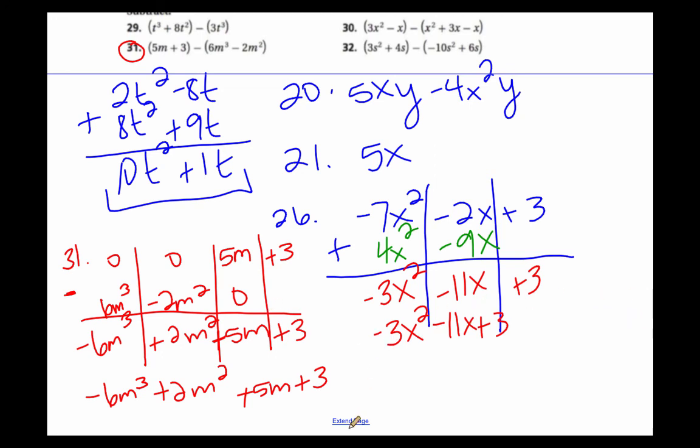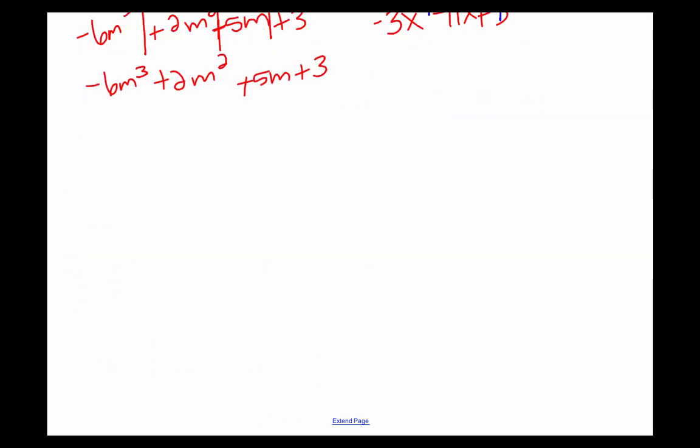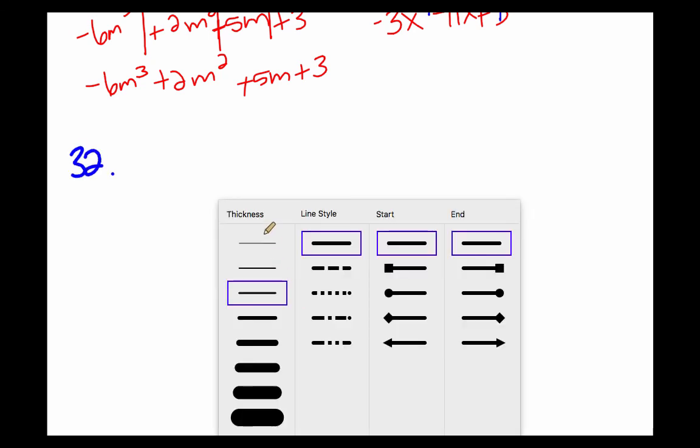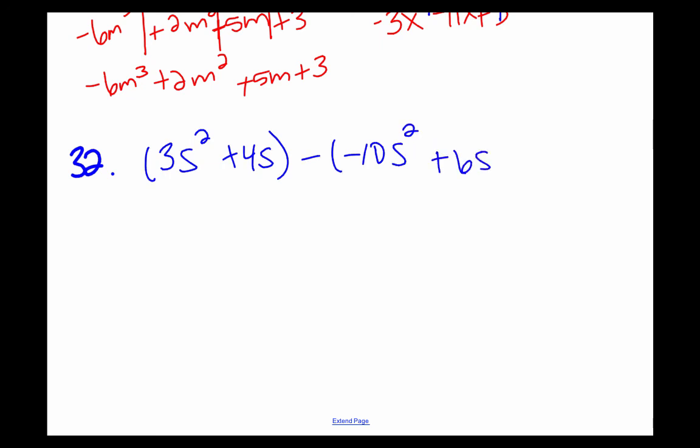All right, we'll do one more. We'll do number 32. So number 32 says, extend this a little bit more, make it a different color. Okay, 32 is, I'm going to rewrite it down here, 3s squared plus 4s minus negative 10s squared plus 6s. So what is our greatest degree? The biggest degree we have is a 2.